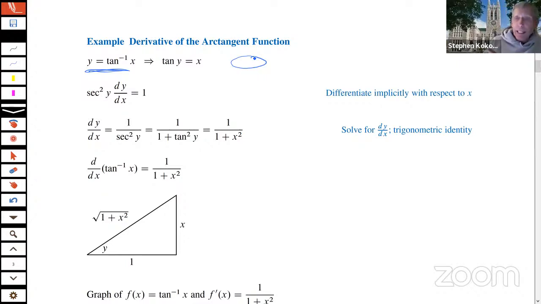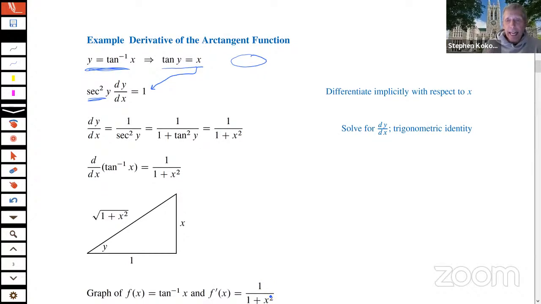So I'm going to do the same thing. I'm going to take the derivative of both sides with respect to x, thinking of y as a function of x. The derivative of the tangent is the secant squared, times the derivative of the inner function, which is dy/dx. And once again, the derivative on the right-hand side is just 1. Okay. I'm going to solve for dy/dx. It's 1 divided by the secant squared.